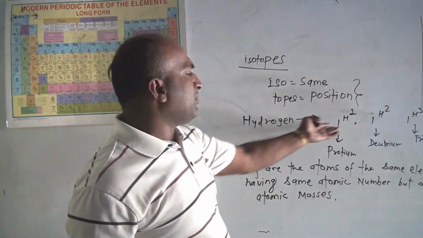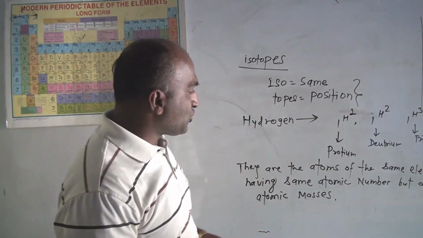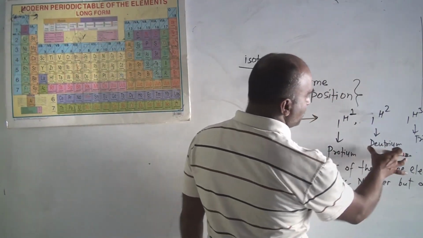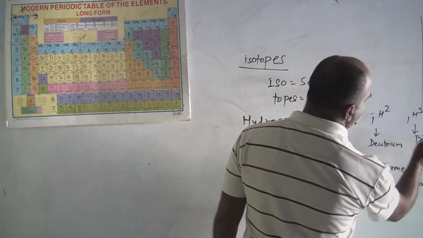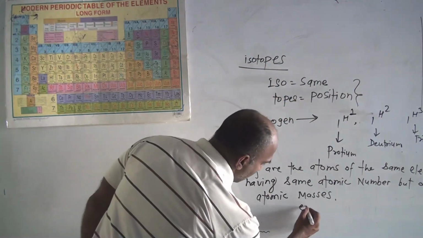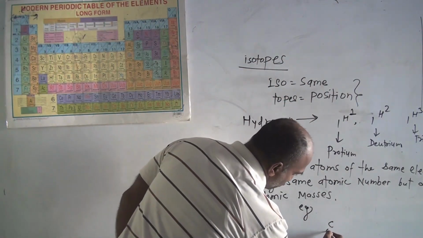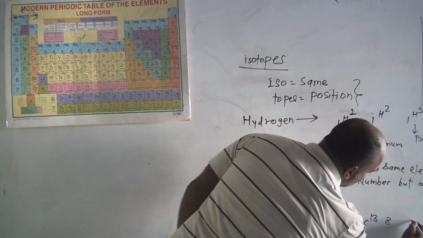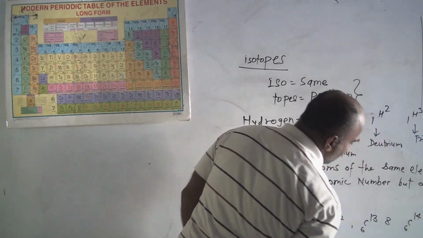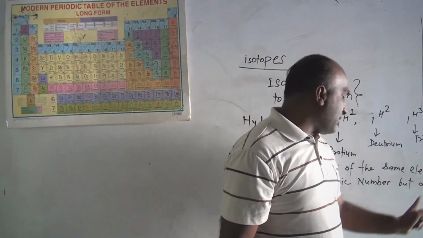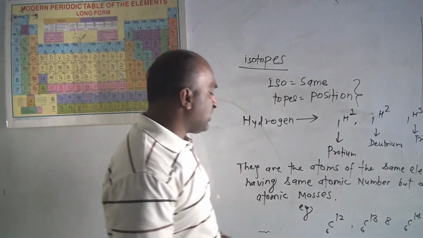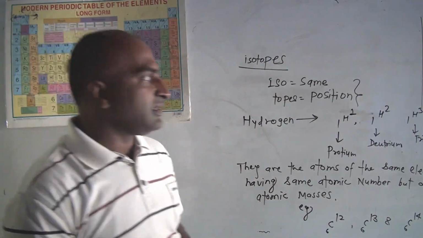This is one of the most common examples of isotopes. Hydrogen has 3 isotopes, namely protium, deuterium and tritium. Similarly, carbon has C-12, C-13 and C-14. The element is the same, carbon, but their atomic masses are different. This is another example of isotopes.